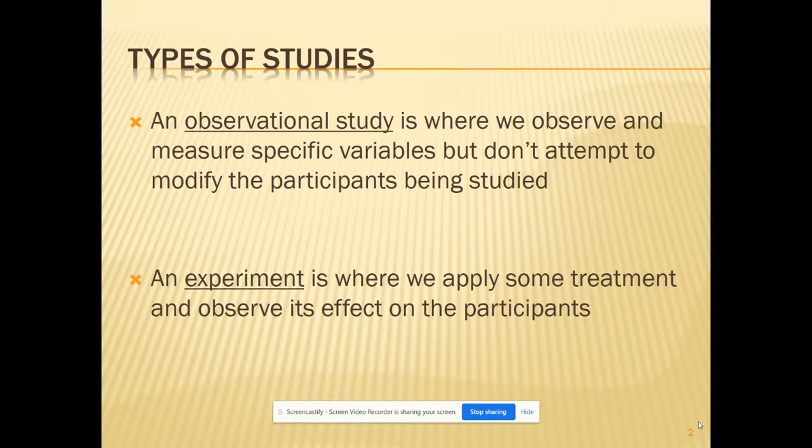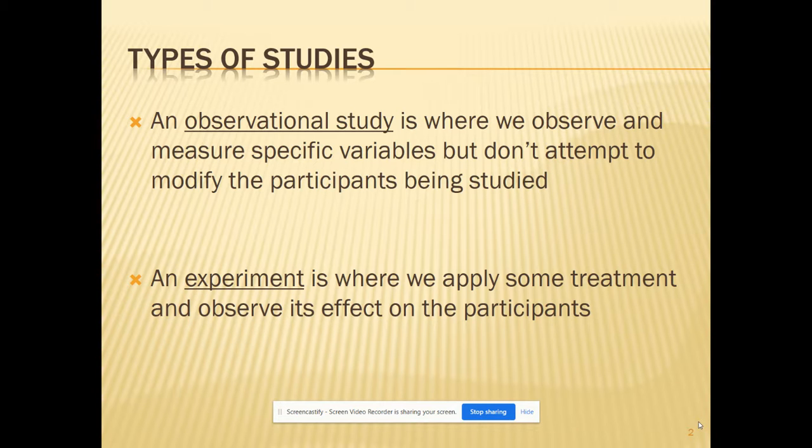Most of the studies that we've talked about up until this point in the course have been types of observational studies. An experiment, in contrast, is where we apply some treatment and observe its effect on the participants. So an observational study might be something like we talked about before of how many of our Valencia students would transfer to UCF. I'm not actually trying to change somebody's decision or what they're doing. I'm just looking to see what naturally occurs, who goes to UCF and who does not. Whereas in an experiment, I'm looking to make some change.